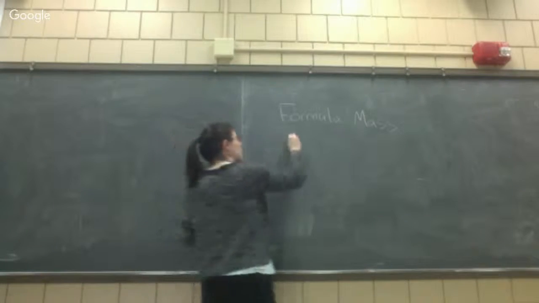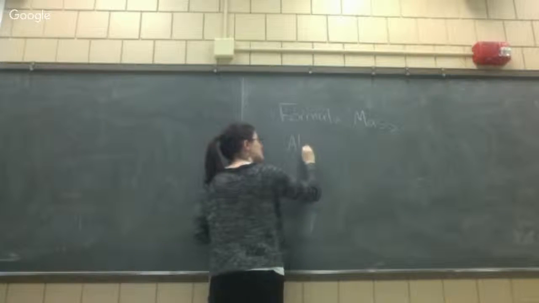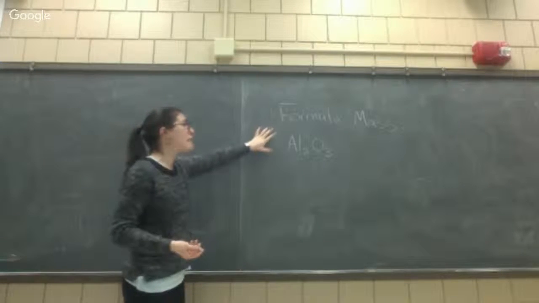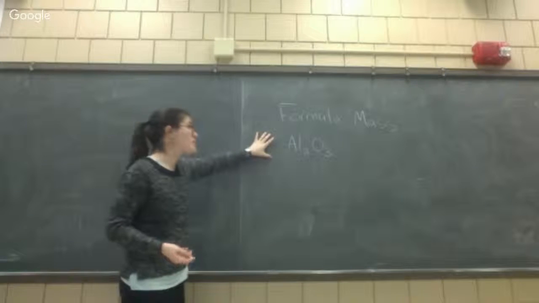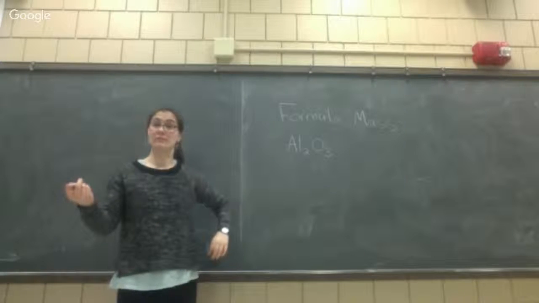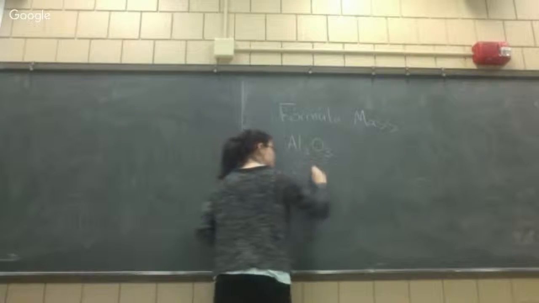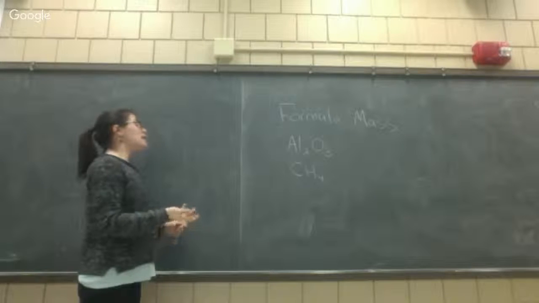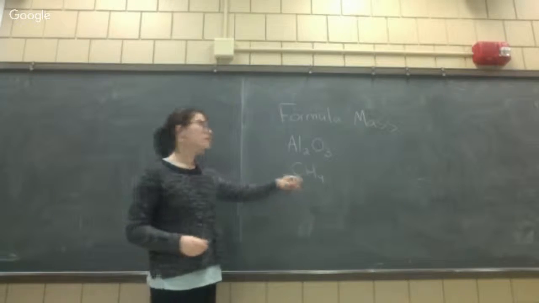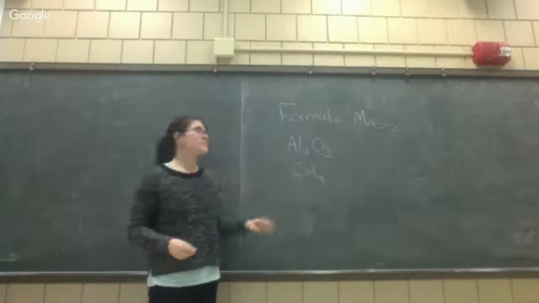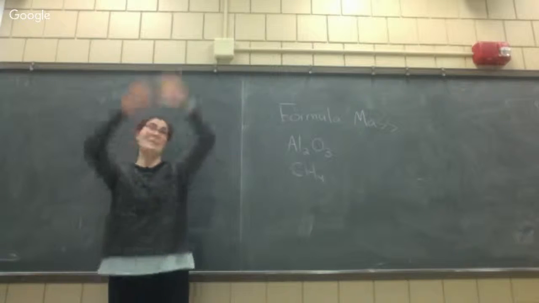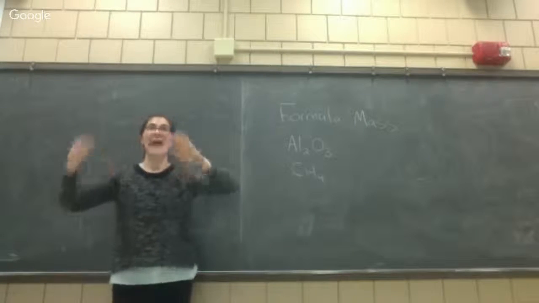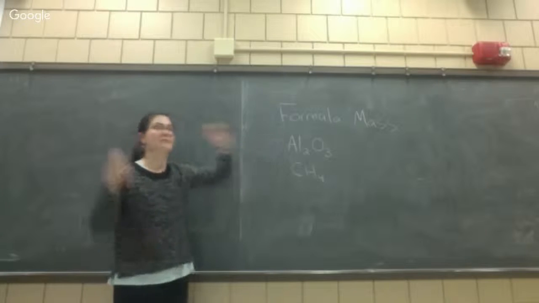So you can figure out your formula mass when you have aluminum oxide, right? You can figure out the formula mass of Al2O3 from the averages of the atomic masses of aluminum and oxygen. You could also do that with CH4. You can figure out your formula mass from the average atomic masses of the carbon and the hydrogen, right? So formula mass is kind of the big picture. It's like the big idea. All sums of the average of the atomic masses are going to be formula masses.